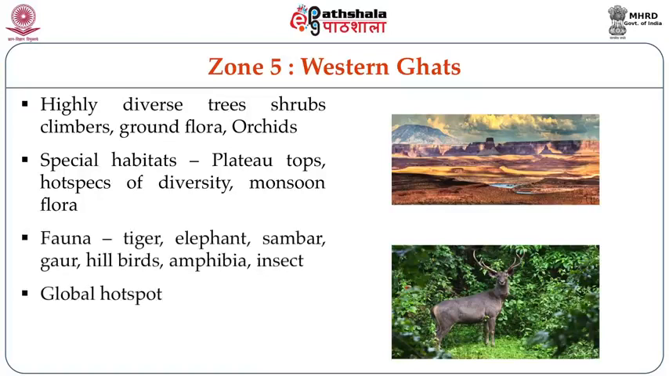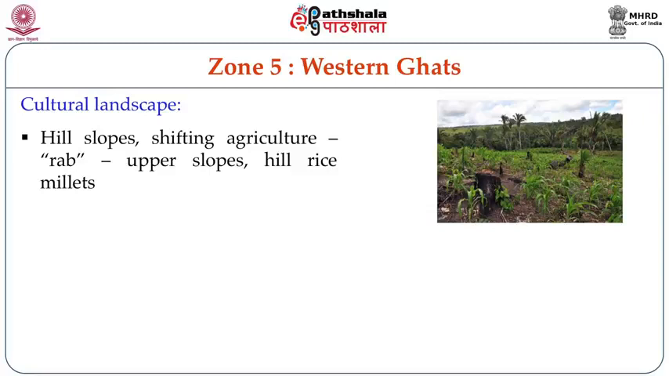The importance of this is that this Western Ghats is considered a global hotspot of biodiversity. And though we have a chain of protected areas, national parks and sanctuaries within this, the intervening areas are very badly impacted by human activity. So the cultural landscape is again very fascinating. It has hill slopes of shifting agriculture. Locally in Maharashtra, for example, we call it Rab. These are the upper hill slopes where they grow hill rice and other millets.